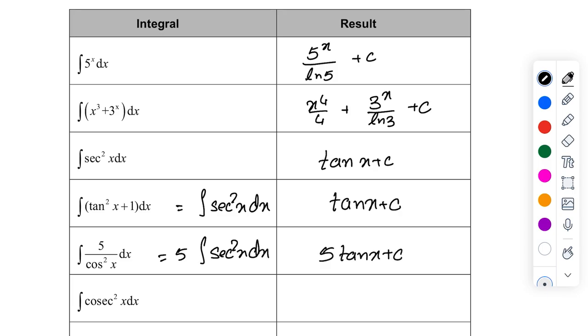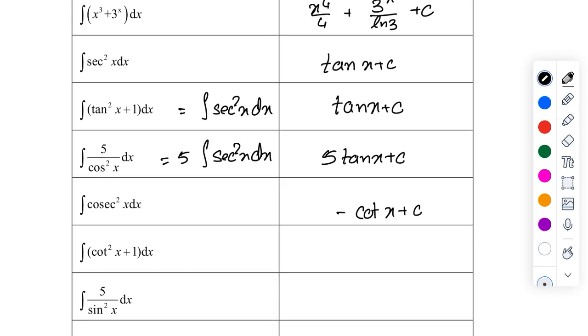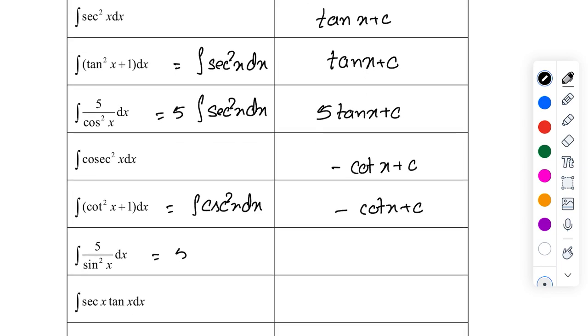Now cosecant square x integral is minus cotangent x plus c. Then cotangent square x plus 1 can be written as cosecant square x. Integral of cosecant square x is minus cotangent x plus c. Then this becomes 5 cosecant square x dx, which will become minus 5 cotangent x plus c.